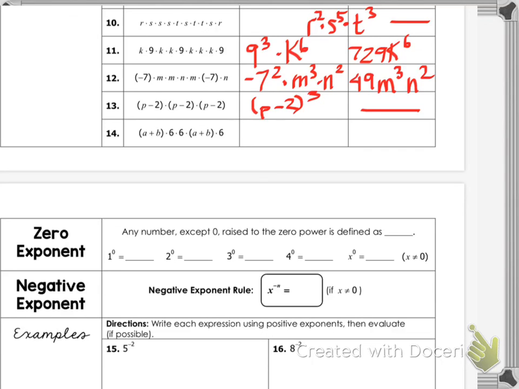All right, and as we move forward, a plus b times 6 times 6 times a plus b times 6. I see 6 as a factor 3 times, so 6 to the 3rd power, times a plus b is a factor twice. So we can simplify that. 6 times 6 times 6 is 216. And then we keep the a plus b squared, or the sum of a and b squared.